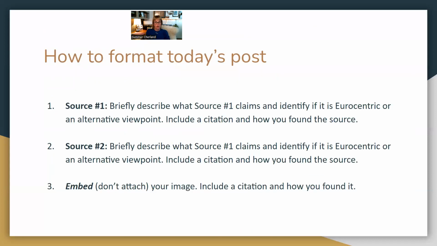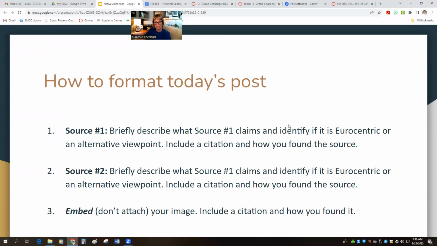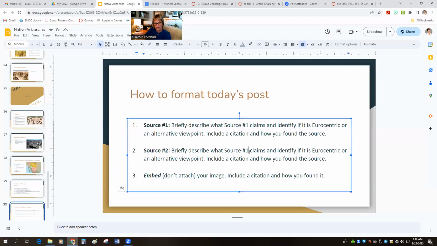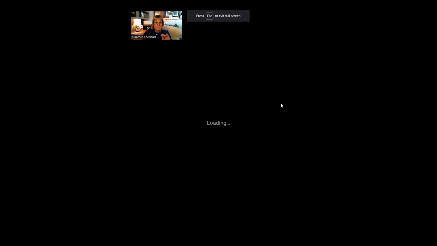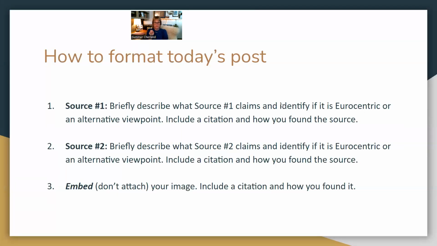Here's how you're going to format the post, and I'm also going to show you my example. So source one, you're going to cite your source, and you're going to briefly describe what source one claims and identify if it is Eurocentric or an alternative viewpoint. Then you'll include a citation of how you found that source. Source two, briefly describe what source, oops, that's supposed to say what source two says. Let's fix that right now before I confuse you all. All right, watch me fix it. There you go. Okay, for source two, you're going to do the exact same thing. Briefly describe what source two claims and identify if it is Eurocentric or the alternative viewpoint.